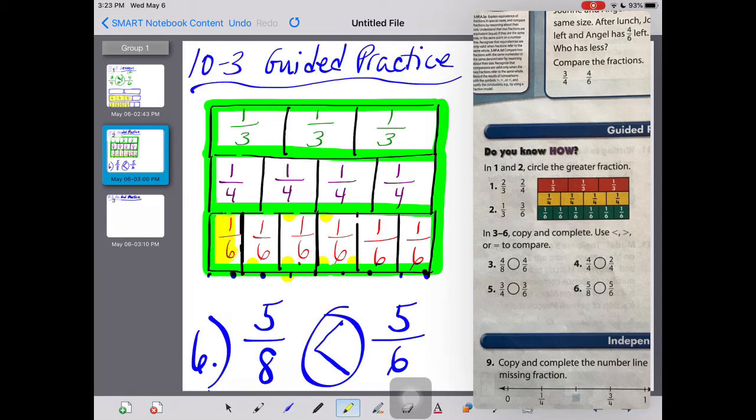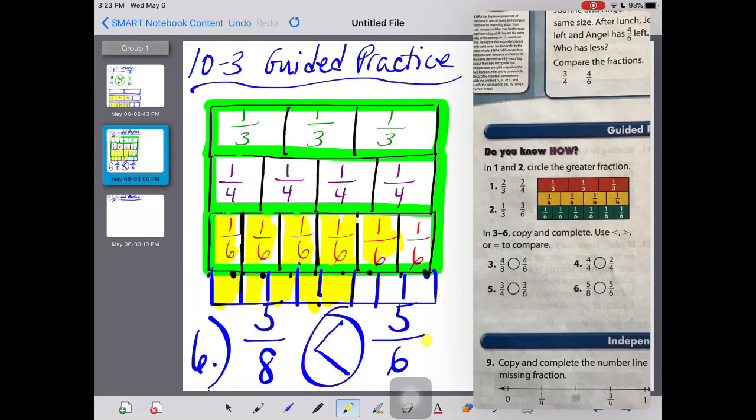Because once again, you would have 1, 2, 3, 4, 5, okay? And then here, if I was to divide that one up into eighths, those are 8 equal pieces. We'd have 1, 2, 3, 4, 5. Look how much further 5/6 goes.